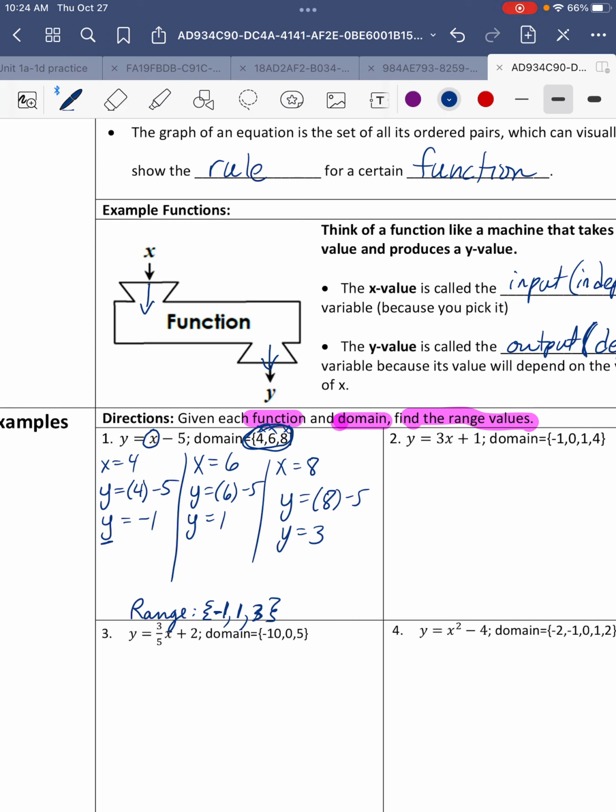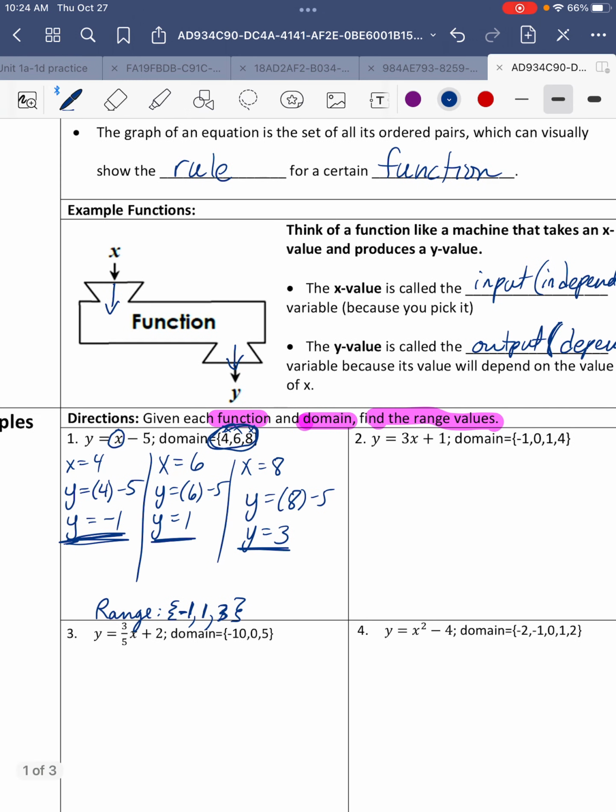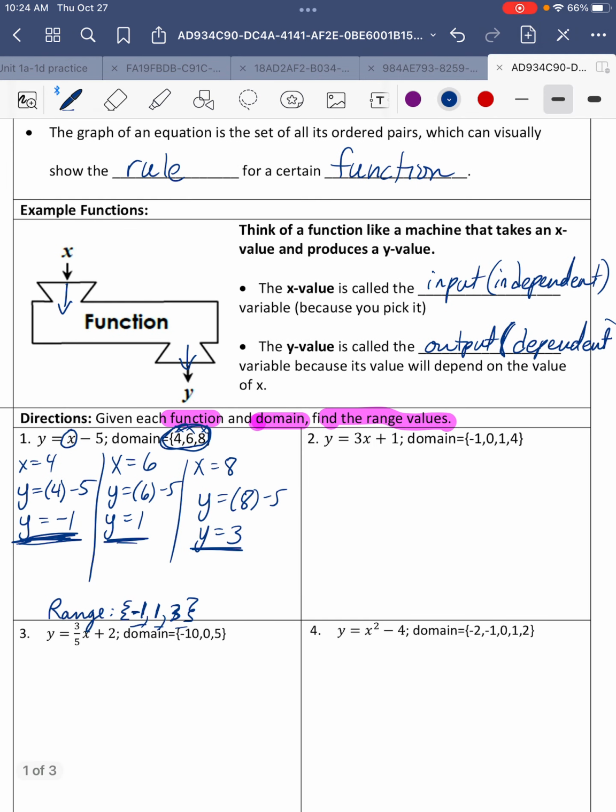So it just so happened that the numbers were from least to greatest, and they did not repeat, so I just wrote them down. But you should always look to see if your range or your domain repeat. If they repeat, you just write them once, and you should always write them from smallest number to biggest. So -1, 1, 3.